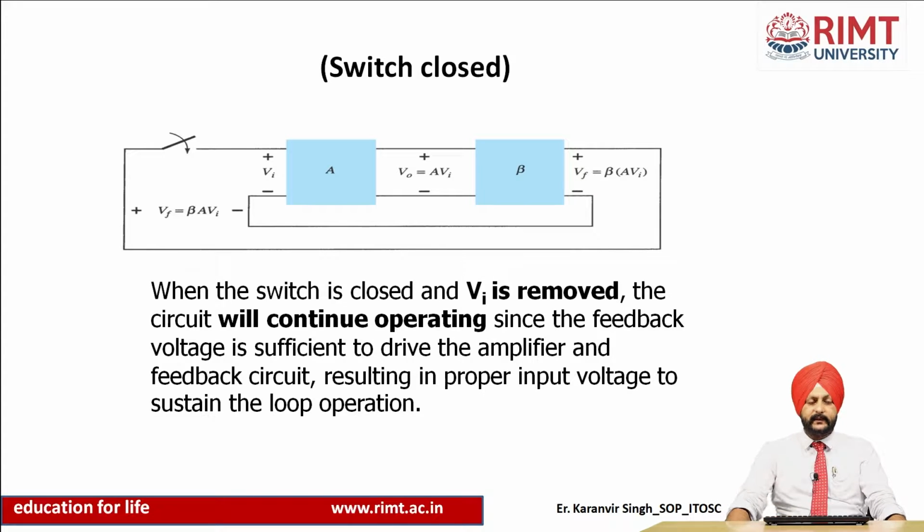The next case is when the switch is closed. If we remove the input voltage, the circuit will continue operating. Why does it continue operating if the input voltage is removed? Because the feedback voltage is sufficient to drive the amplifier and the feedback circuit, which in turn results in a proper input voltage to sustain the loop operation. The loop operation is basically linked with the feedback circuit in the oscillator.